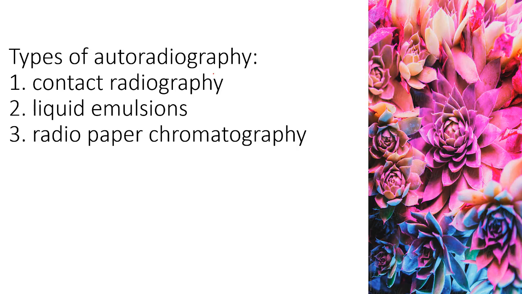We have types of autoradiography. One is contact radiography, the next is liquid emulsification, and the third is radio paper chromatography. In contact radiography, the film and sample are kept in contact with each other for a specific period of time, and that is how it gives the result. In liquid emulsification, we take a specimen and pour the gel on it.